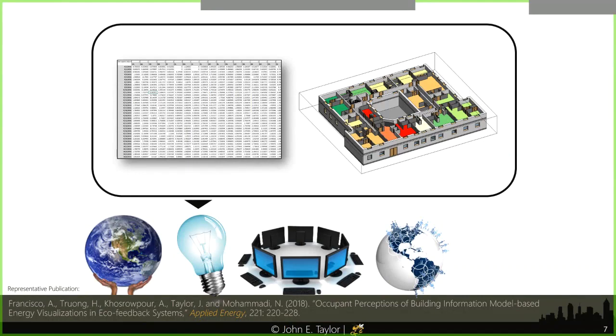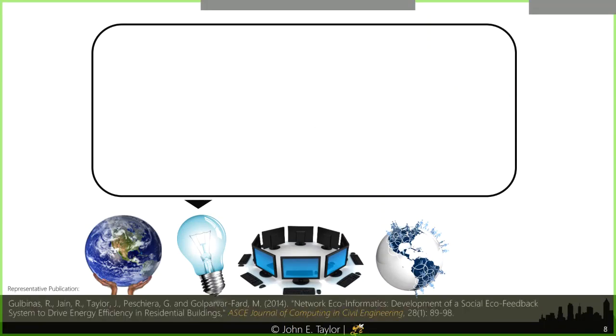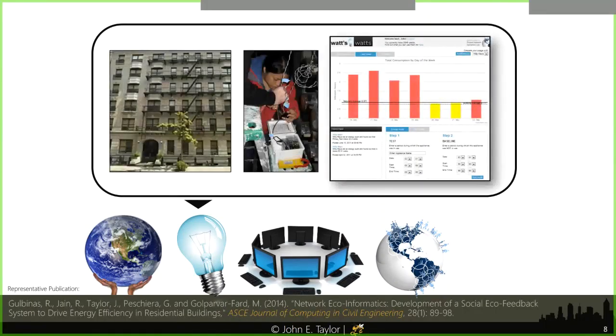In this image here, you're seeing on the left energy use data for different rooms in a building, and on the right, the relative intensity of energy consumption in those different rooms, to use the BIM model as a way to provide occupants with information about the energy consumption of the building and ways that they might be more efficient in that consumption. The buildings we've actually done include this multifamily residential building in Manhattan.